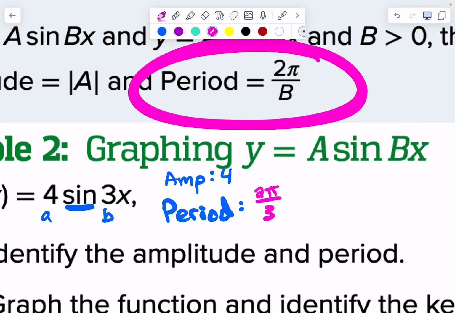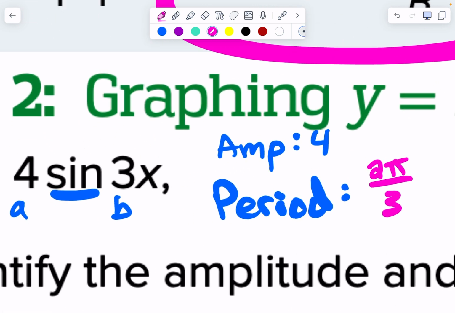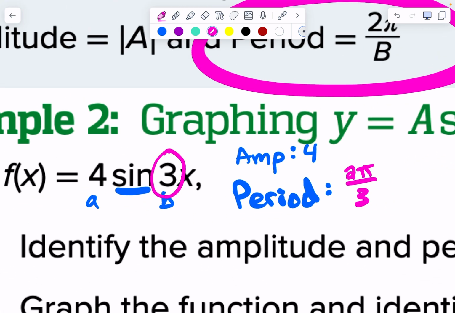Okay, so hold up. It was 2 pi before and now it's 2 pi over 3. Have I made it wider or skinnier? Skinnier, right? 2 pi over 3 is smaller than 2 pi, right? So the deal here is if this number is bigger than 1, numbers bigger than 1 are going to make it skinnier.